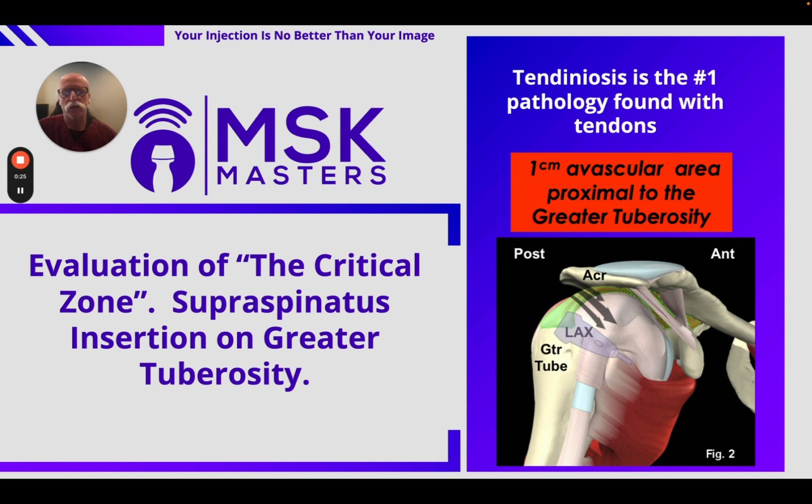evaluations, and the insertion of the supraspinatus on the greater tuberosity has a 1 centimeter wide insertion footprint on the greater tuberosity, as you can see here highlighted in green on this anatomic diagram. The arrows indicate, they're from my textbook, but the arrows indicate that the patient is in the modified Crass position to expose and stress the supraspinatus tendon for the ultrasound examination.